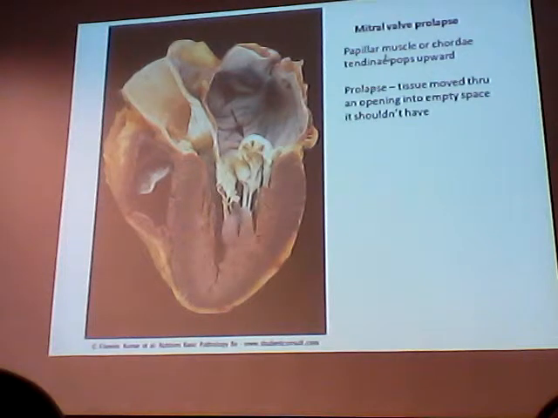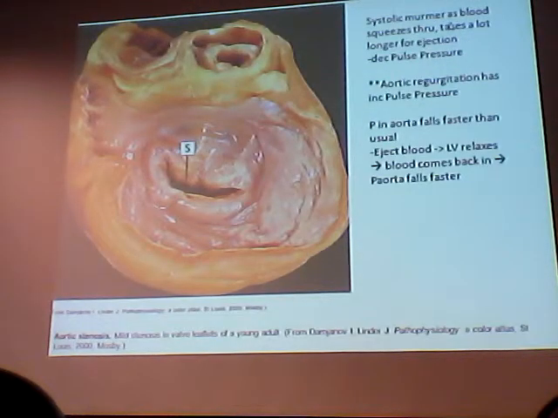Mitral valve prolapse, so again, a papillary muscle gets damaged, so the valves open up in the opposite direction, and tissue opens in the opposite direction than it should have, so blood can go in the opposite direction. A systolic murmur is when blood is squeezing through somewhere and it takes a lot longer for ejection.